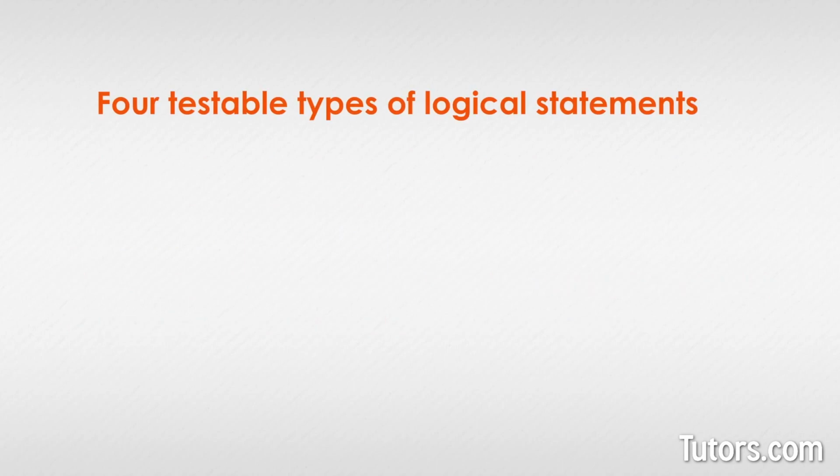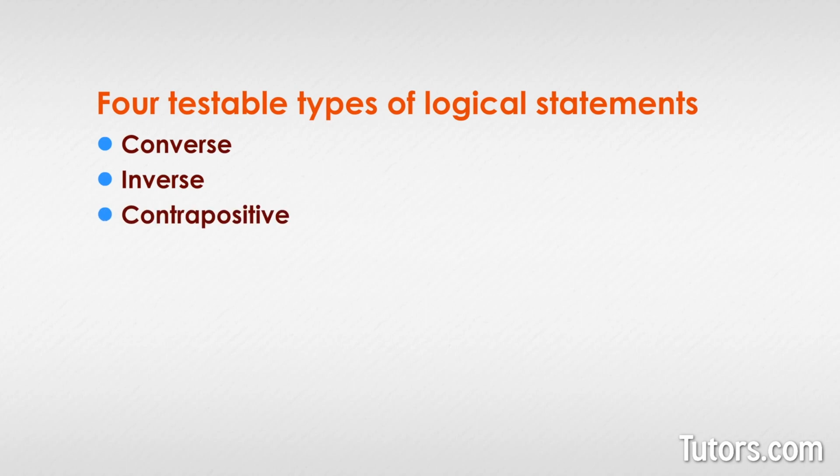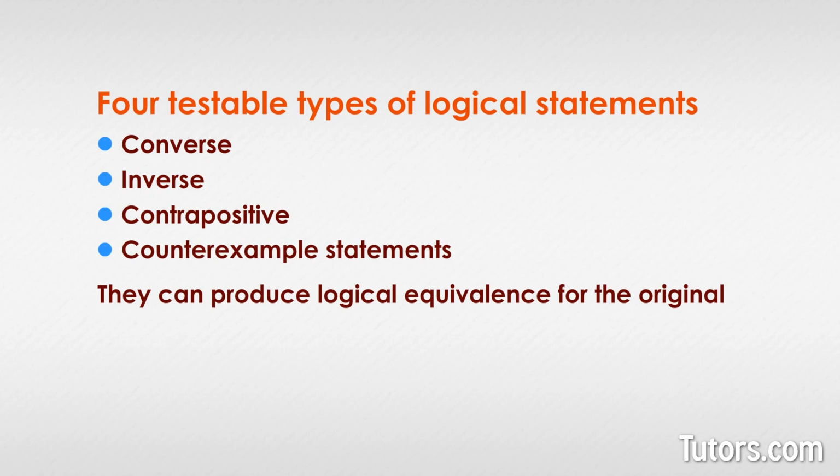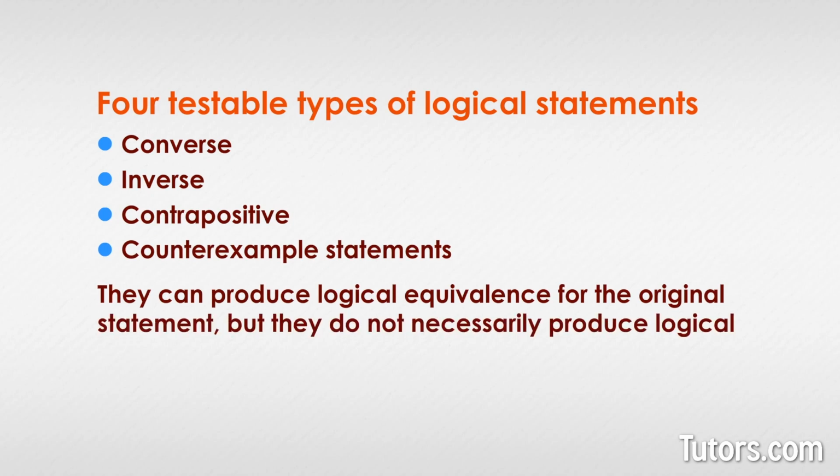Four testable types of logical statements are converse, inverse, contrapositive, and counterexample statements. They can produce logical equivalents for the original statement, but they do not necessarily produce logical equivalents. Suppose that instead of writing an opinion for our first statement and a logical but not factual second statement, we wrote these two statements.